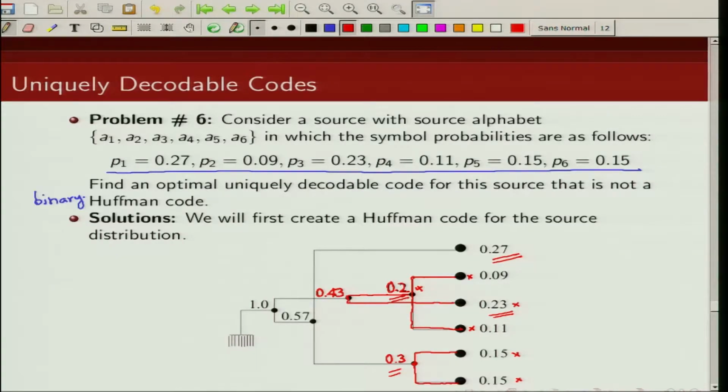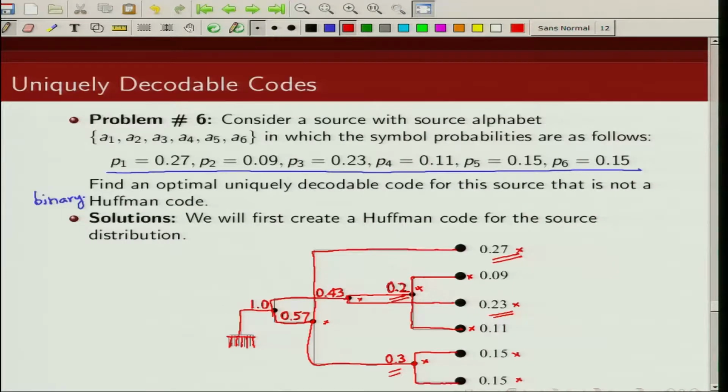Now among the 3 nodes remaining, this one has probability 0.27 and this one has probability 0.3. I join them, so I get this node with probability 0.57. I deactivate these nodes and finally I join this node and this node, and I get here the root, which has probability 1, and deactivate this.